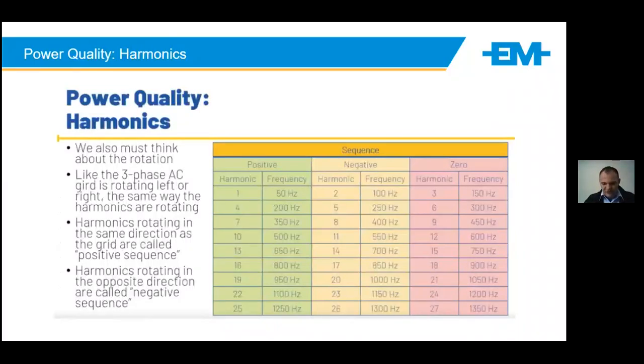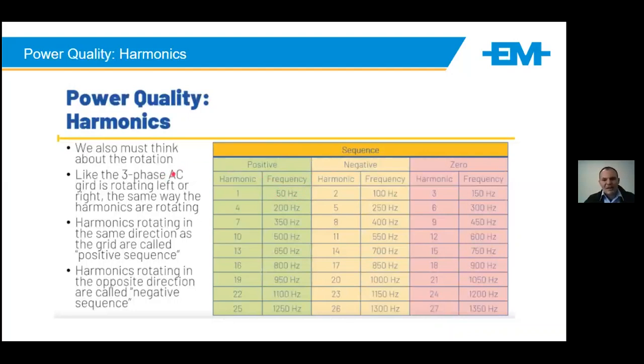So for us to try and comprehend what these harmonics are, we'll go very lightly on the subject in this discussion. We have a type of sequence in our AC network: positive rotating, negative rotating, and zero. Each one of these is defined by frequency. So we know the fundamental, we know 50 hertz.